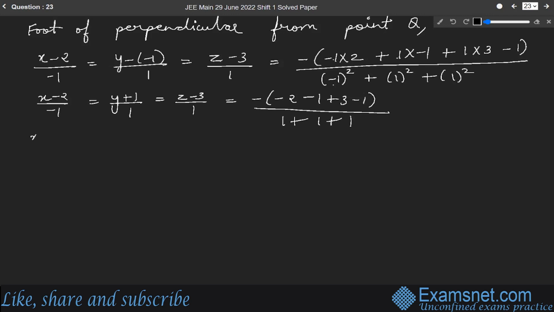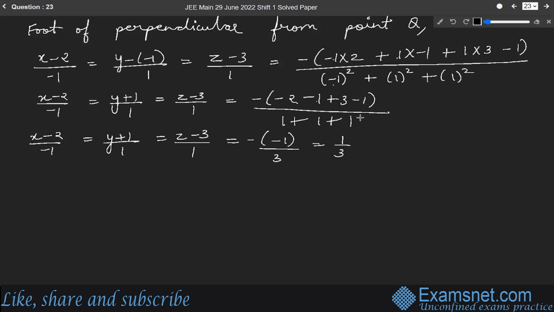So we have x minus 2 divided by minus 1 is equal to y plus 1 divided by 1 is equal to z minus 3 divided by 1 is equal to minus of minus 2 minus 1 is minus 3. Minus 3 plus 3 is 0. So it will be minus 1 divided by 1 plus 1 plus 1. It is 3. So this will be equal to 1 by 3. Now we have to separately equate all the terms.